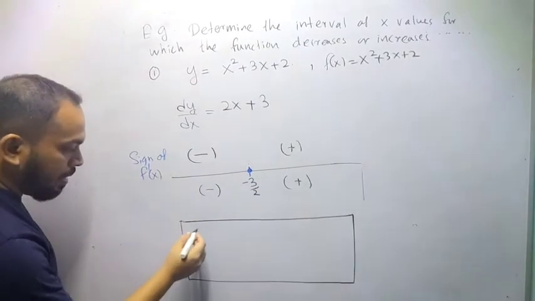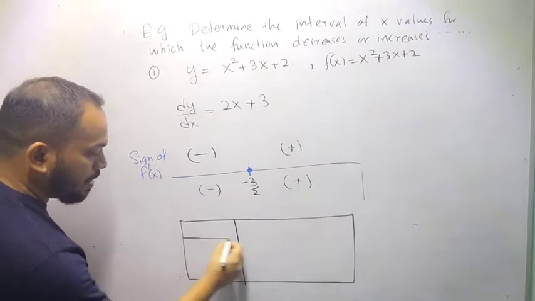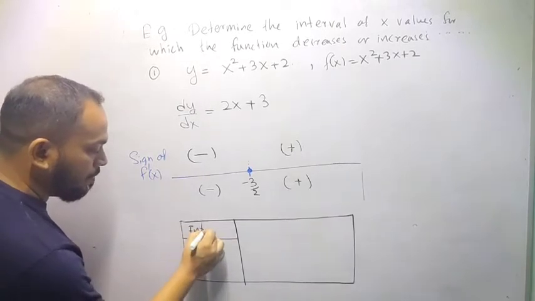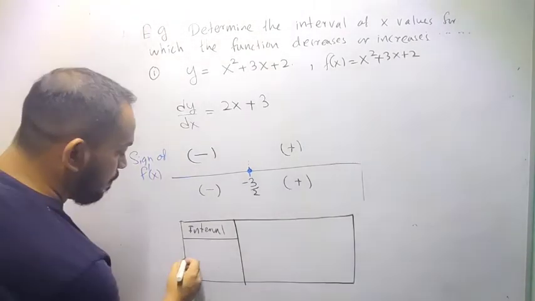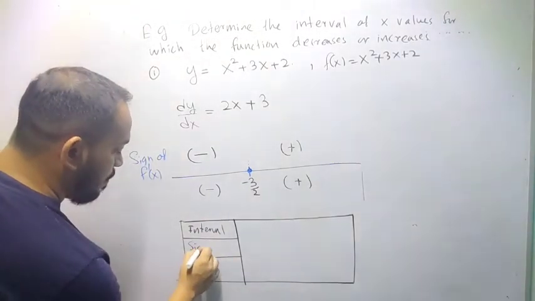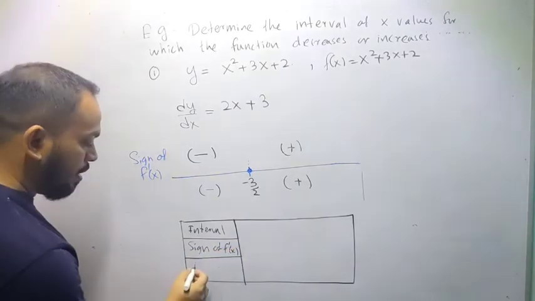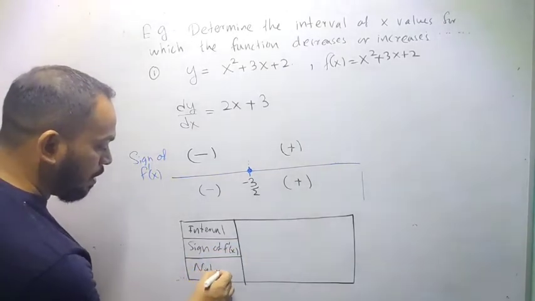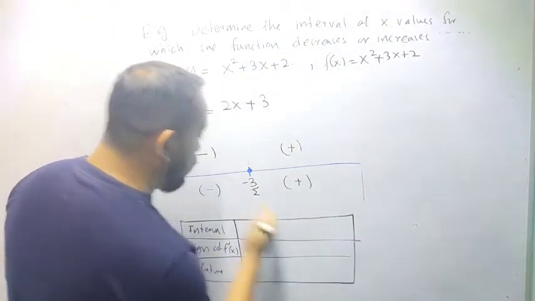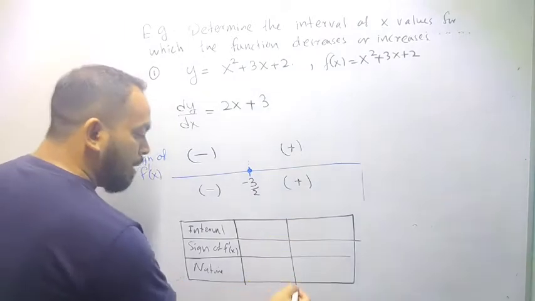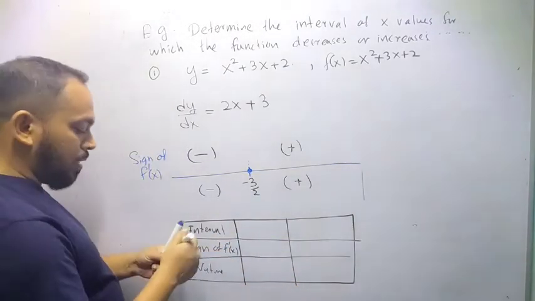So on this side, first one is the interval to represent all the x values, then the sign of f dash of x, then the nature of the function, whether it increases or decreases. Now since we have two regions, we just split it into two. Including this one, we have three columns.